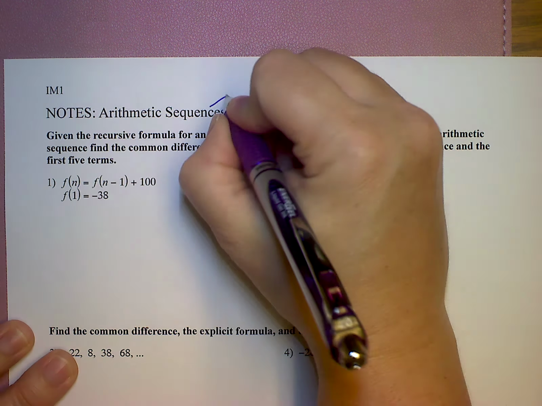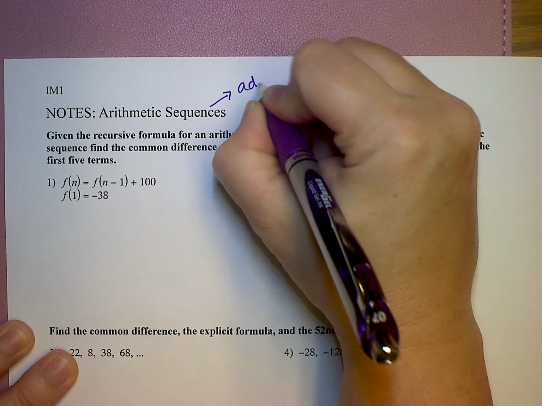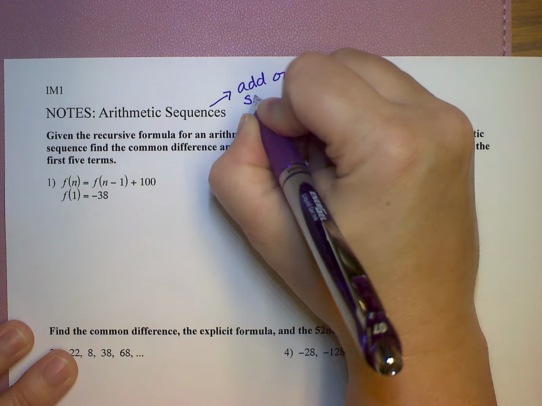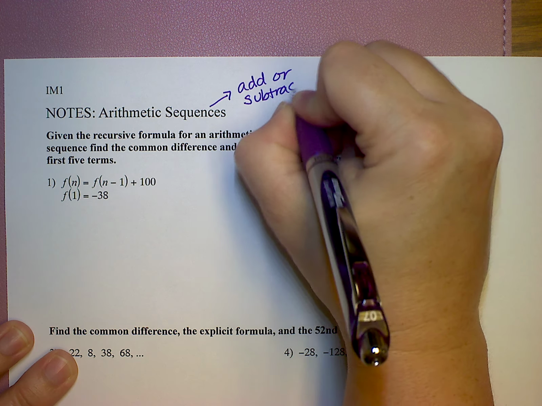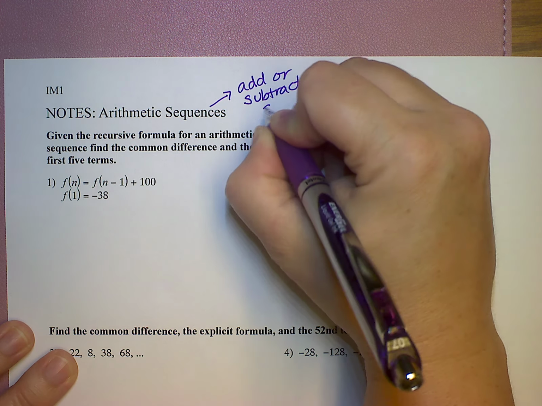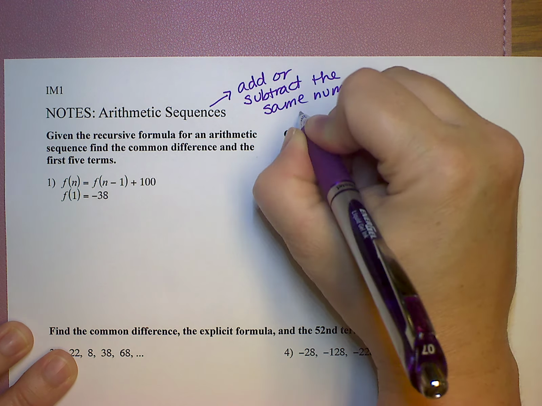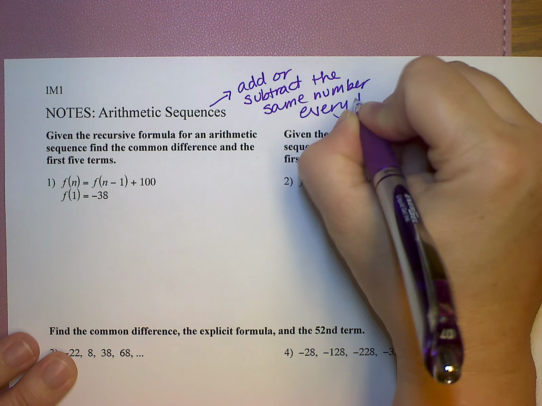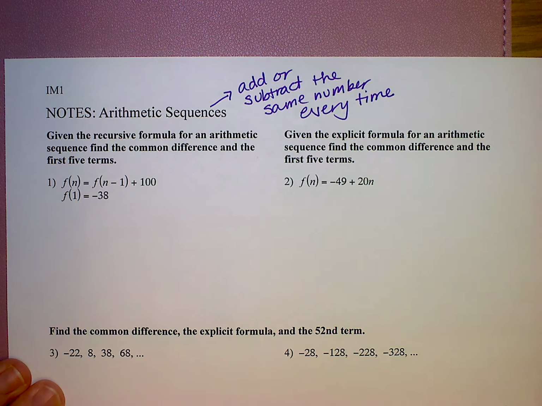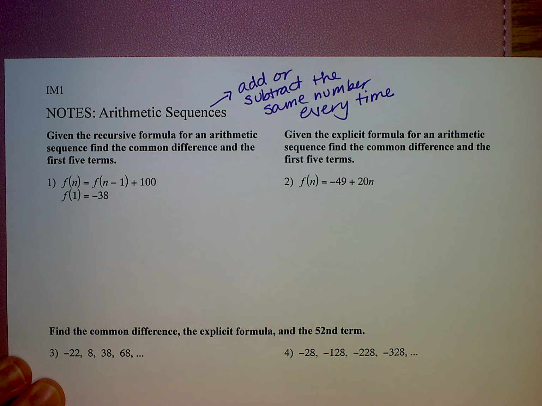In an arithmetic sequence, you add or subtract the same number every time. Okay? You add or subtract the same number every time. Okay? So, I'm going to turn my paper over for a minute.